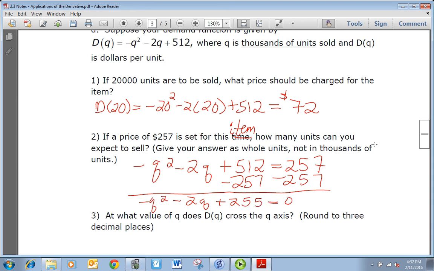So it's a quadratic function, and you can use your quadratic formula to solve it, and you're going to get that Q is 15. So 15 units.